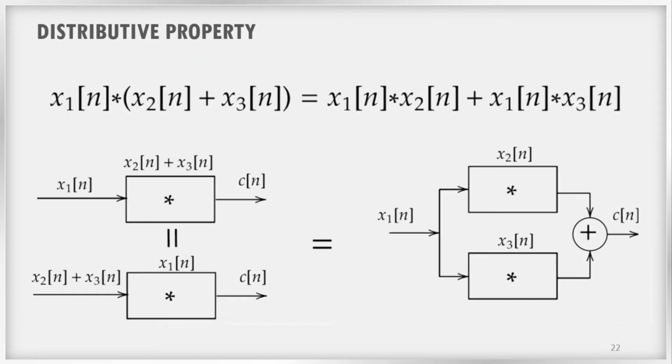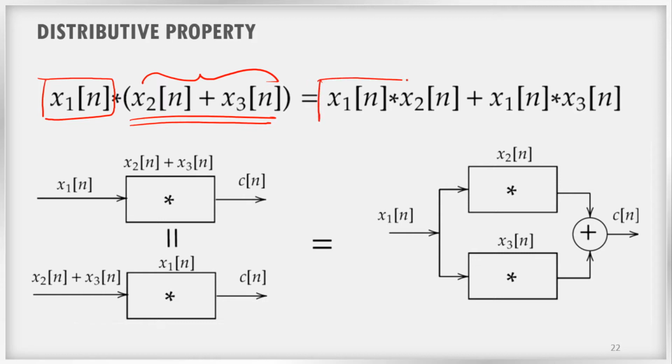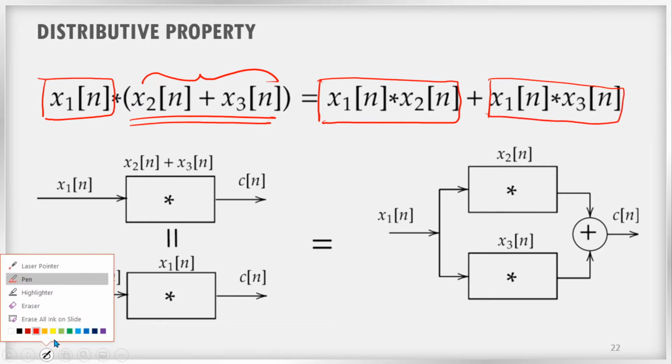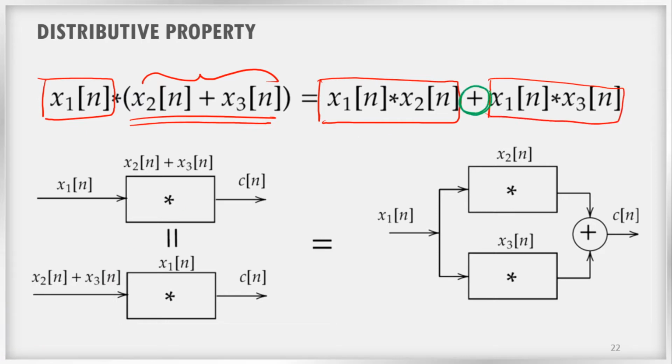Now coming to the next property, known as the distributive property. The distributive property says that if we have the sum of two signals x2 of n and x3 of n, and we convolve that sum with another signal x1 of n, that is equal to convolving x1 of n with x2 of n, and x1 of n with x3 of n, and then adding them together. So it is equal to convolving them individually and adding them together.